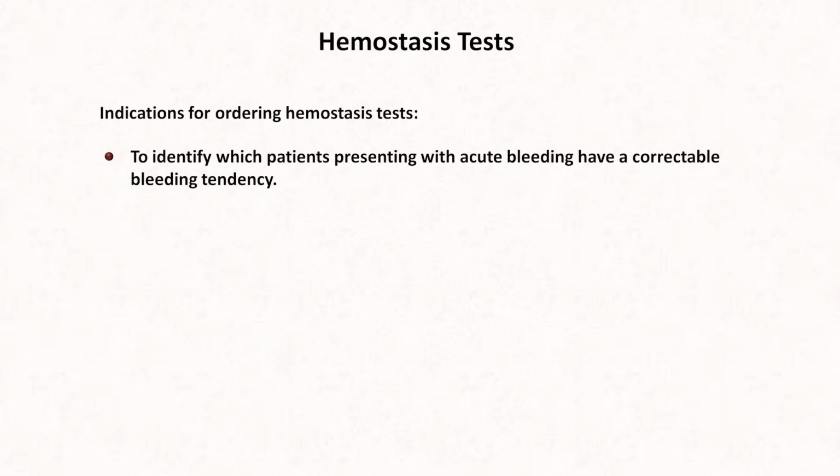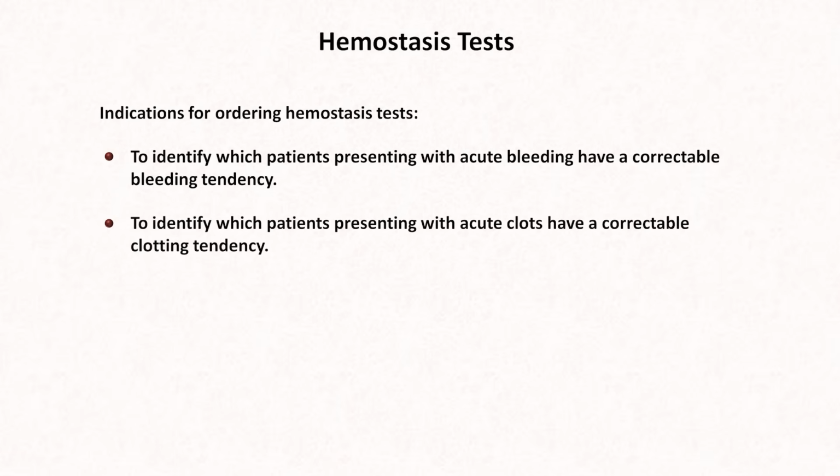Let me start by discussing the indications for hemostasis tests. To identify which patients presenting with acute bleeding have a correctable bleeding tendency, for example von Willebrand disease, hemophilia, and disseminated intravascular coagulation, just to name a couple. To identify which patients presenting with acute clots have a correctable clotting tendency, such as antiphospholipid antibody syndrome. To monitor response to anticoagulant medications, such as warfarin and heparin.